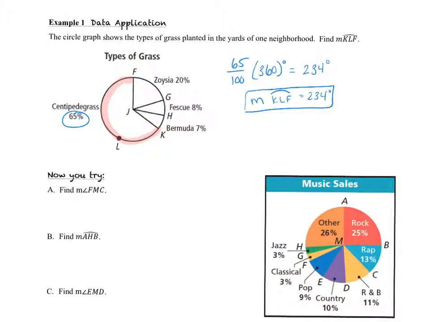Okay, now you try and hit play when you're ready to see the answers. Okay, in the first one we had to add together 9, 10, and 11%. So we got 30%, which means that's 30 over 100 times 360, which is 108 degrees. And the next one I took 100% minus 25%, which is 75%. So I used 75%, which was 75 out of 100, times 360 degrees, 270 degrees.